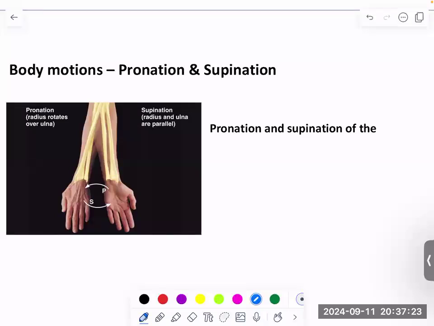Supination. Asking for soup. Pronation. Look at my professionally done nails. That's how you're going to remember it. You're going to be like nails, soup, supination, pronation, nails.